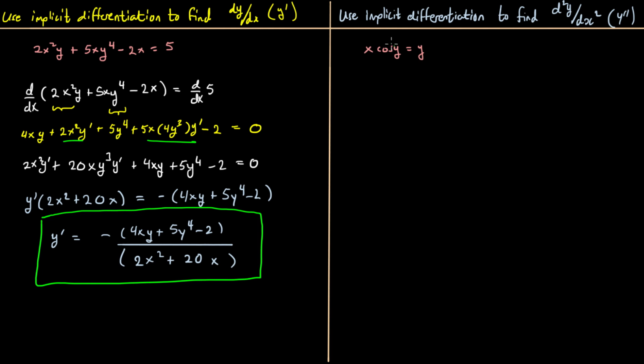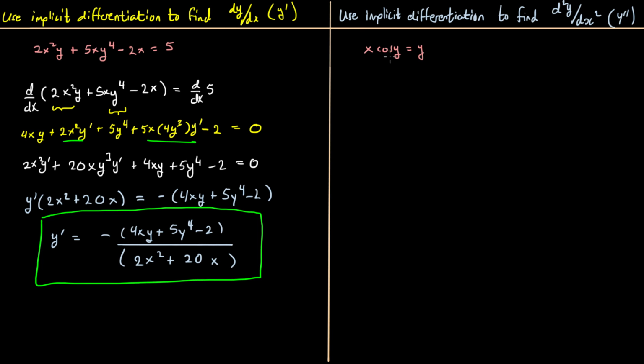Okay, so now let's go ahead and try to solve for this problem here. And here we're going to be using implicit differentiation to find the second derivative of y. So we're looking for y double prime. So we do the same thing that we did here to find y prime first. And then after we find y prime, we're going to differentiate again to solve for y double prime. So let's go ahead and do that.